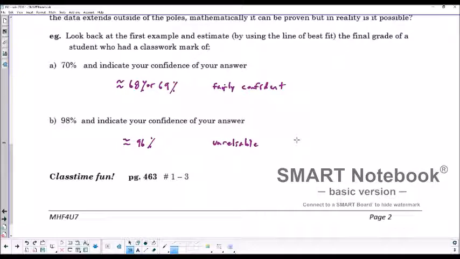Okay, so that is basically drawing lines of best fit by eye. And there's a little bit of practice for you to work on.